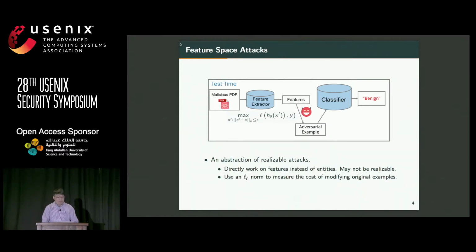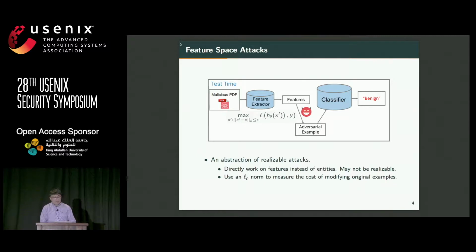Since realizable attacks are very difficult to implement, it's natural to consider whether there are other ways to attack, perhaps in a more abstract or simpler way. So here are feature space attacks. Instead of working on entities, the feature space attacks work on features. That is, the attackers start with a feature vector of a malicious instance and then directly modify those features. Generally, feature space attacks can be formulated as optimization problems where the feature values can be arbitrarily modified.